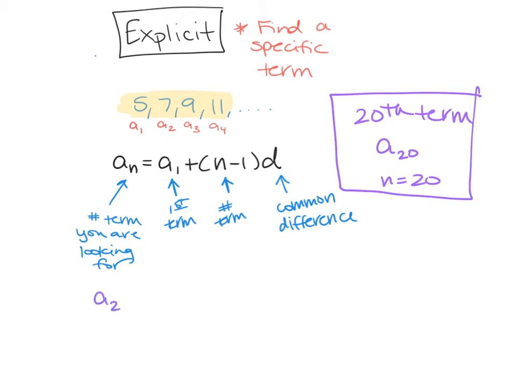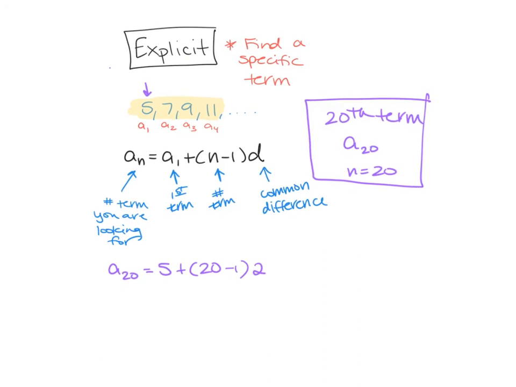So I'm going to say A sub 20 equals the first term, which is 5, plus n, which is 20 because it's the 20th term I'm looking for. So 20, and then minus 1. And then the common difference here is 2. Okay.